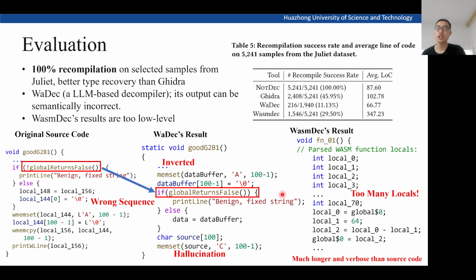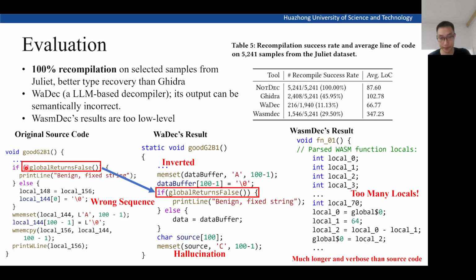As an evaluation, as you can see on the top right corner here, our tool achieved a higher recompilation success rate, and we are still improving the robustness. There's another baseline called NotDec. It's a large language model-based decompiler. As you can see here, it actually has fewer lines of code, which means that their results are more succinct. However, their output suffers from hallucination issues.